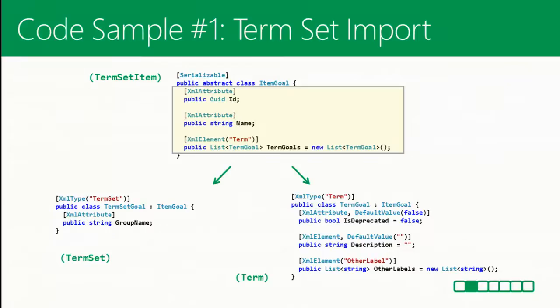One other thing I'll point out about this abstraction that I created is that the taxonomy OM has a similar concept. It has a term set item, which is the abstract base class for its term set and term class.